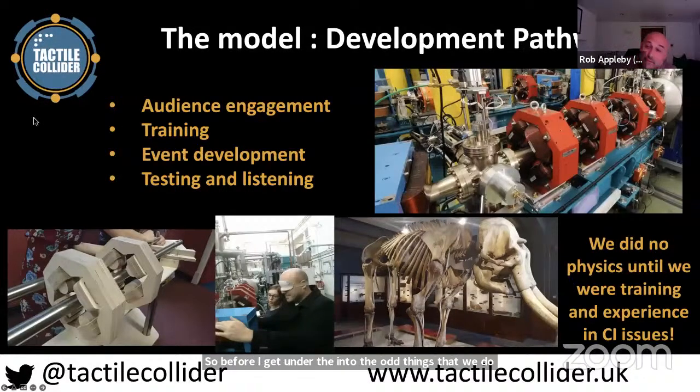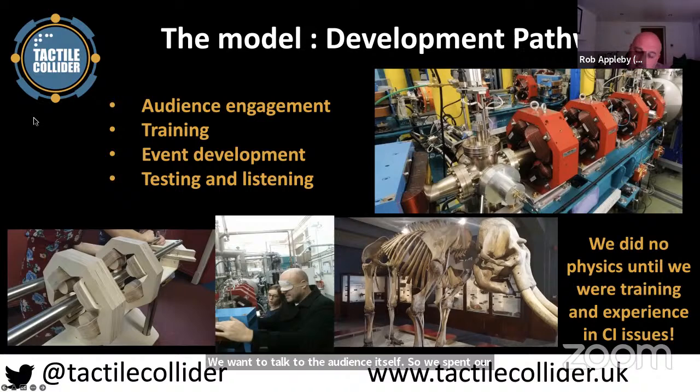There's a tendency sometimes in physicists to think that we know all the answers a priori. We really don't. So when we started to do this project, we didn't want a physicist's view of how we communicate science to the visually impaired audience. We wanted to talk to the audience itself. So we spent about 18 months engaging with the audience.